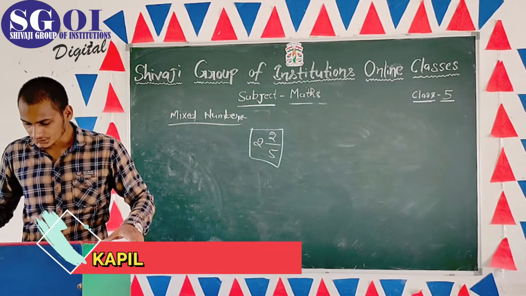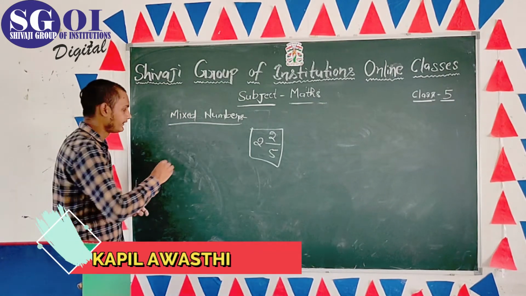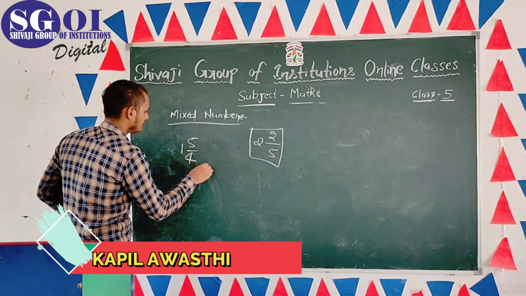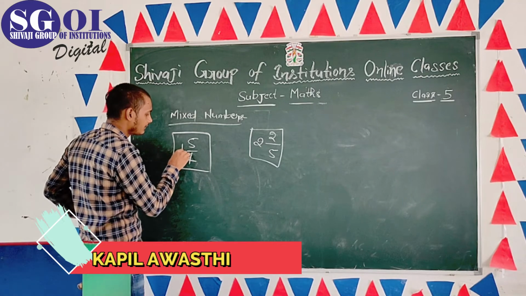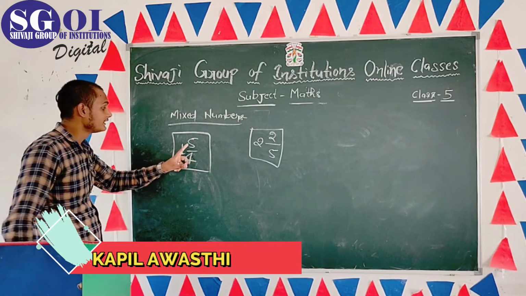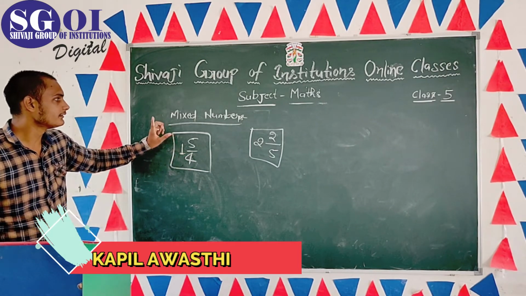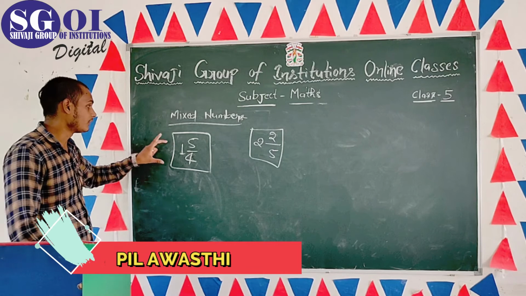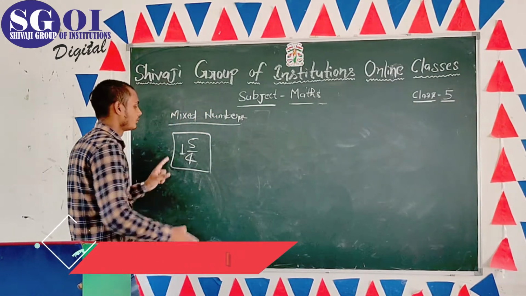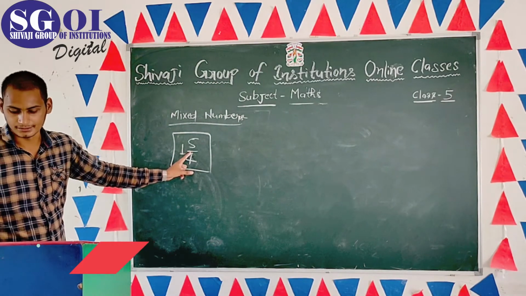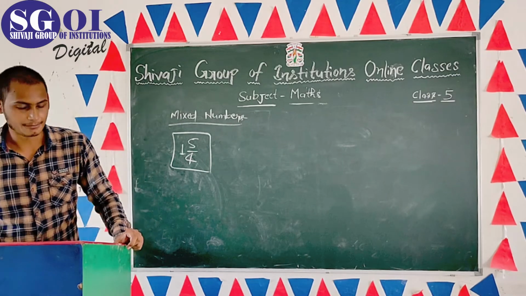Okay, now see question number 1: 1 whole 5 upon 4. This is a mixed number because 1 is a whole number and 5 upon 4 is an improper fraction. So this is not a mixed number. Students, why is this not a mixed number?